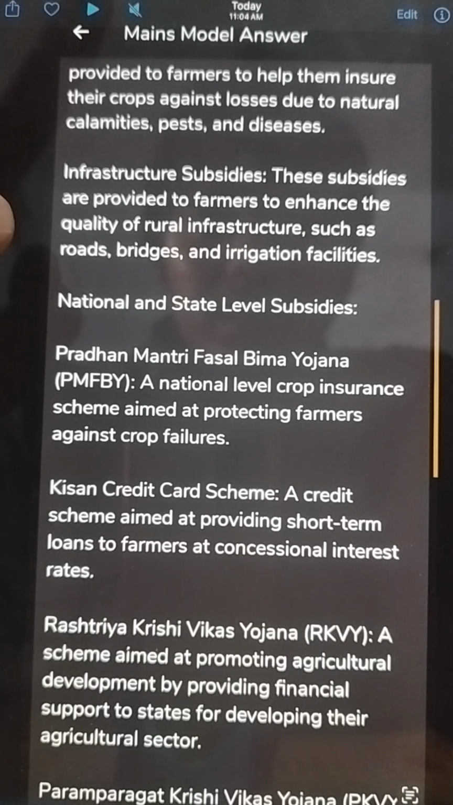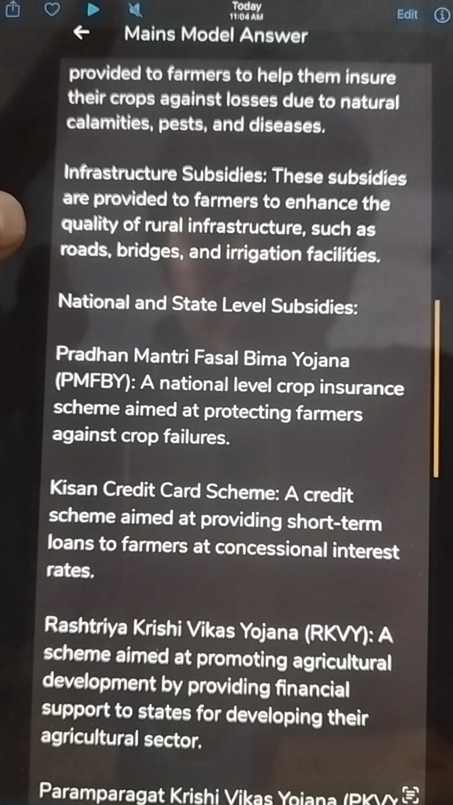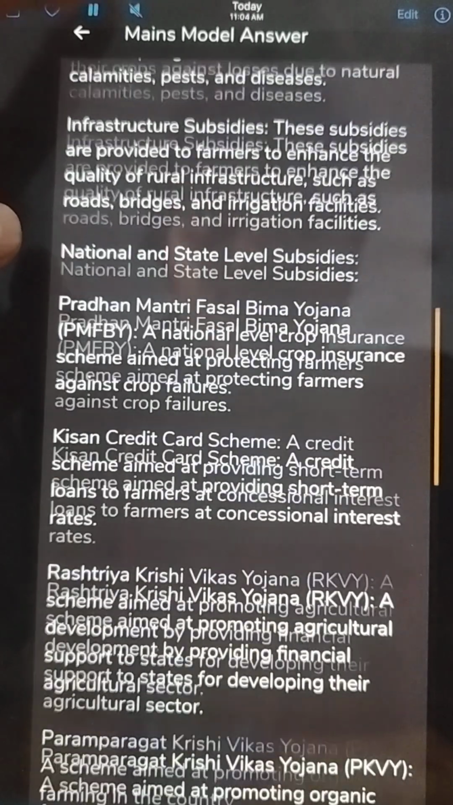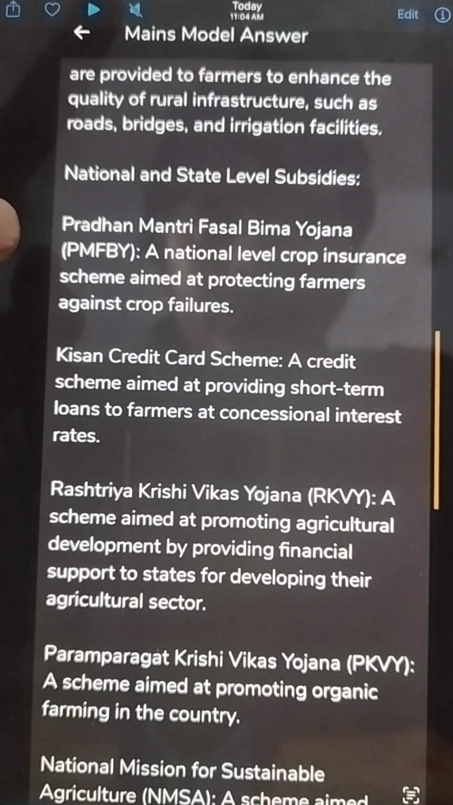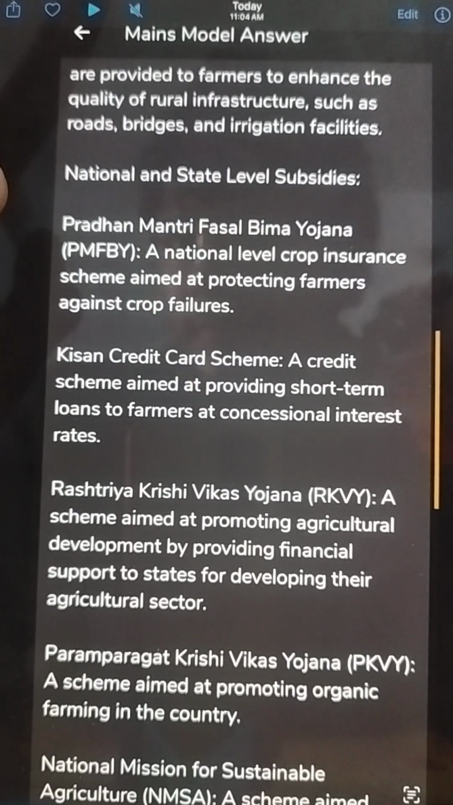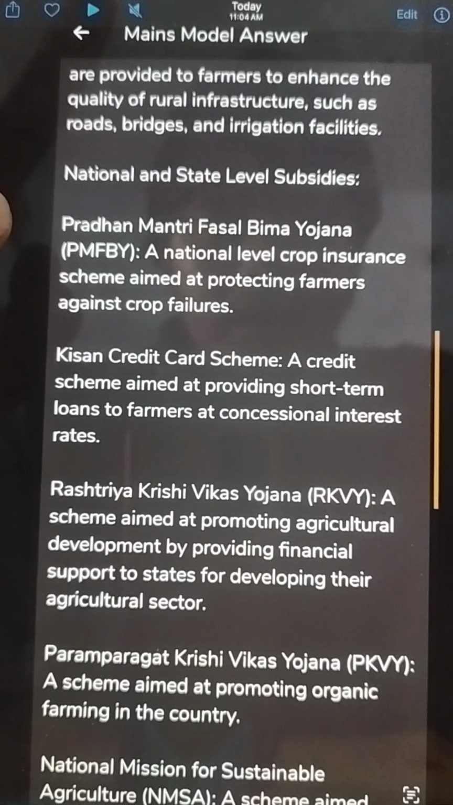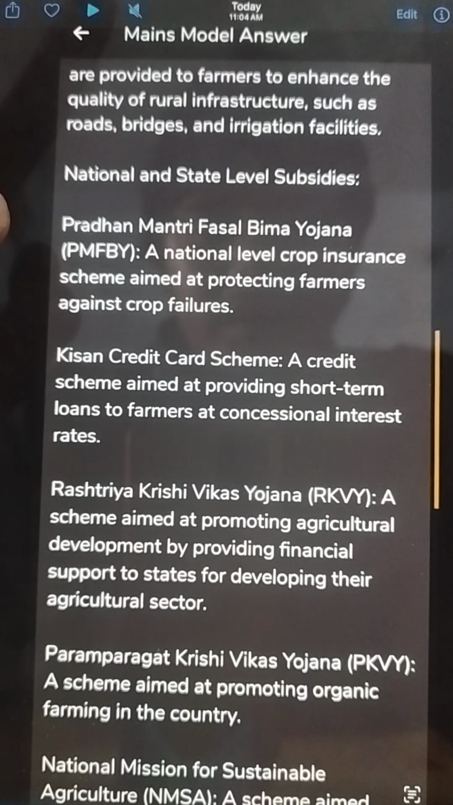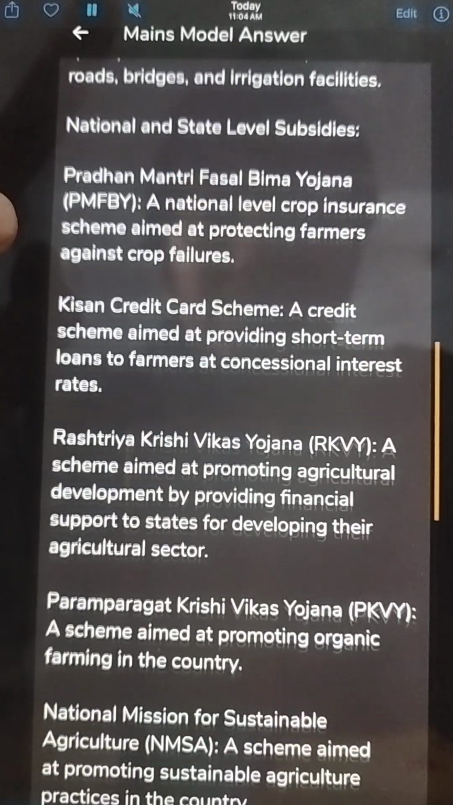Pradhan Mantri Fasal Bima Yojana, a national level crop insurance scheme aimed at protecting farmers against crop failures. Then comes Kisan Credit Card Scheme, a credit scheme aimed at providing short-term loans to farmers at concessional interest rates. Then comes Rashtriya Krishi Vikas Yojana, a scheme aimed at promoting agriculture development by providing financial support to states for developing their agriculture sector. Then comes Paramparagat Krishi Vikas Yojana, a scheme aimed at promoting organic farming in the country.